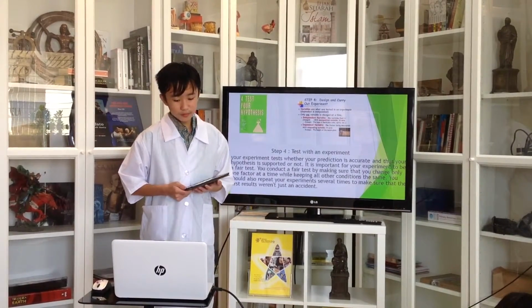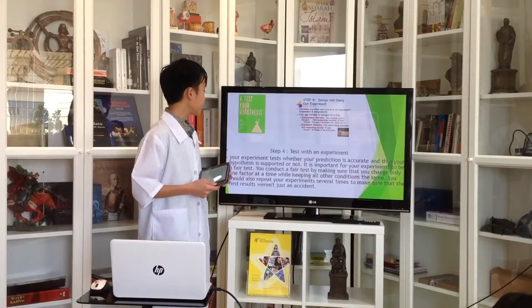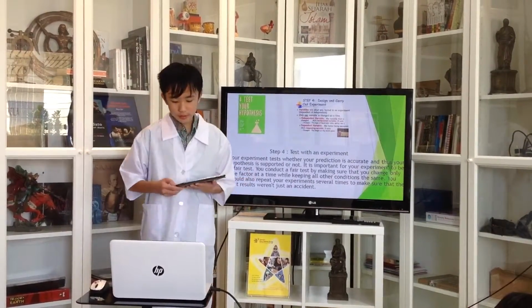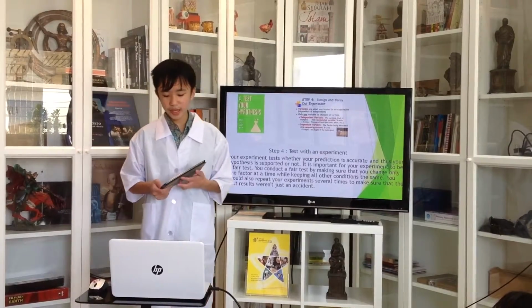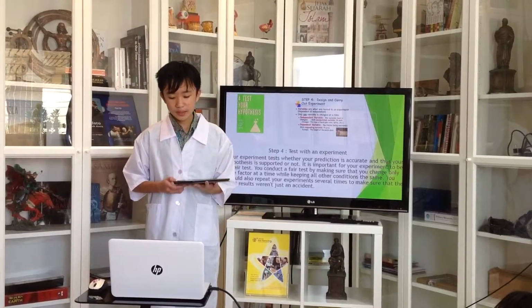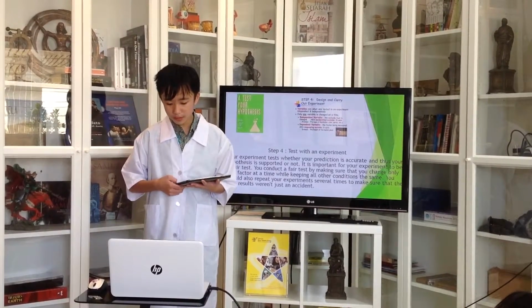The fourth step of the scientific method is to test with an experiment. Your experiment tests whether your prediction is accurate and thus whether your hypothesis is supported or not. It is important for your experiment to be a fair test.